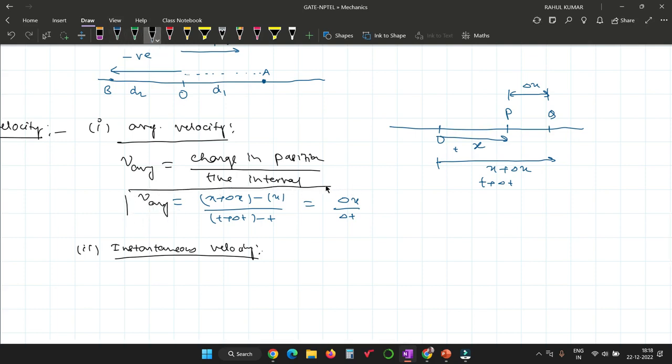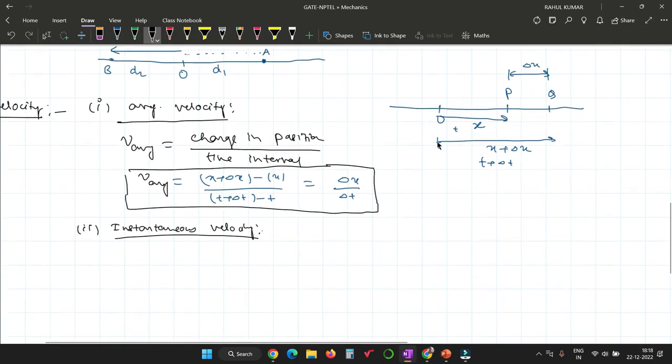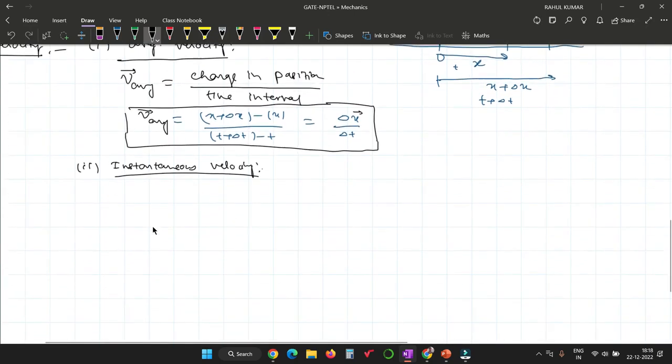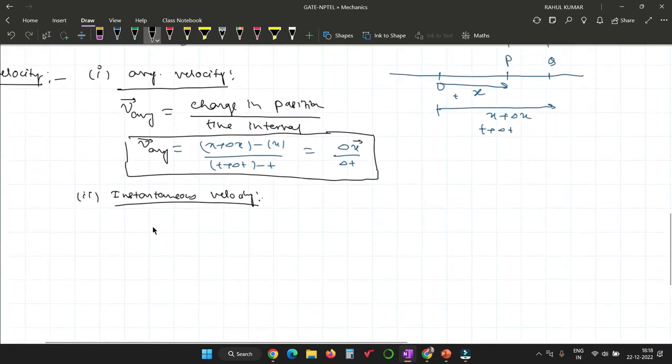So don't confuse average velocity with average speed, because average velocity is a vector quantity. And remember one thing, here I am writing vector quantity. So don't forget this. Now, what is the instantaneous velocity?